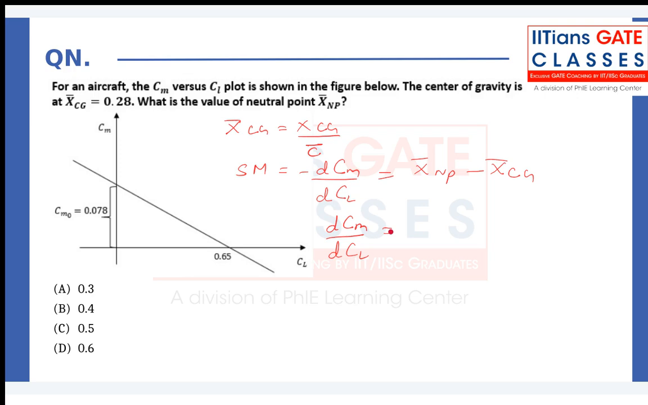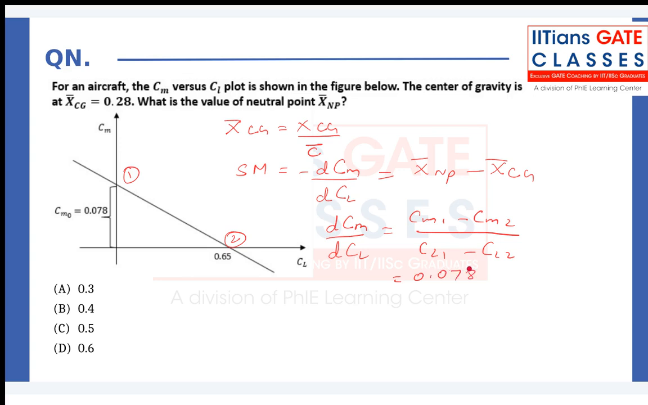So how do we go about finding the slope? You have 2 points, just find out the slope, y2 minus y1 by x2 minus x1, the straight line equation. So let's take these 2 points and find the slope. How do we do it? We just write CM1 minus CM2 by CL1 minus CL2. Straightforward.